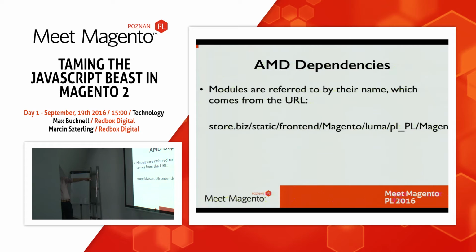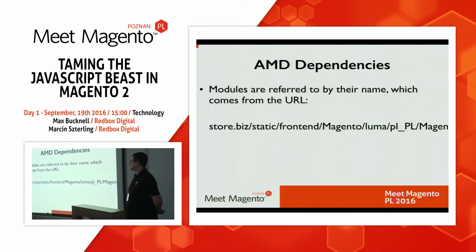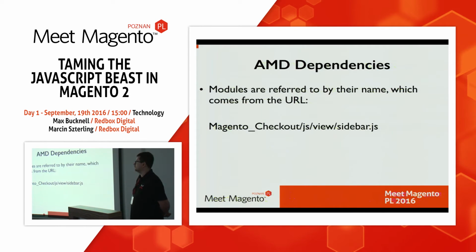We've got the base URL, and then we have /static, because that's where our static assets live. Frontend is the area. Magento is the theme vendor. Luma is our theme name. Then we've got our locale, and we're localized to Magento Poland today. And then there's the other stuff off the end. Well, it's the other stuff that we're actually interested in.